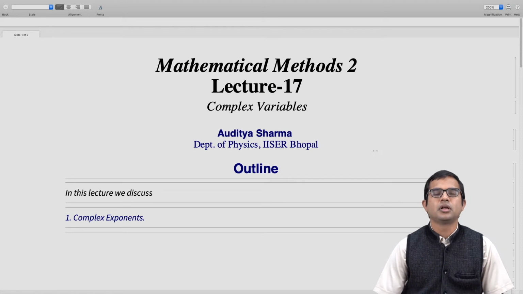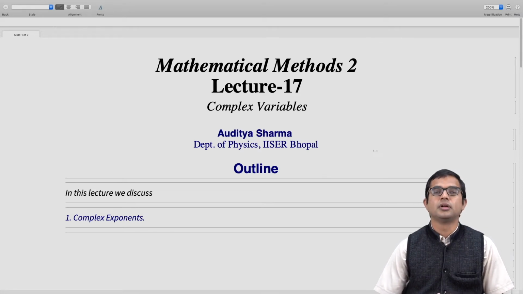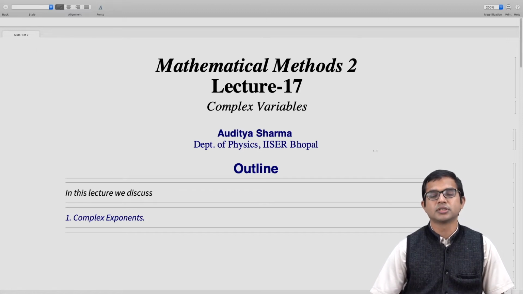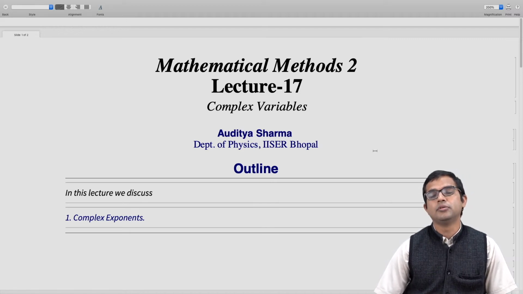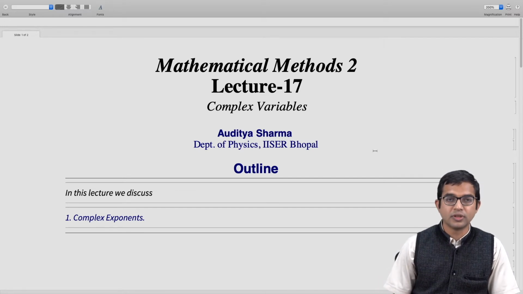Okay, so we have seen how the exponential function can be generalized to include complex variables. We also saw how the logarithmic function appears naturally when we try to invert the exponential function. Using the log function, it turns out that we can also give a meaning to a complex exponent. So that is to say, you take some complex number to some other complex number. Right? So that's what we will discuss in this lecture.